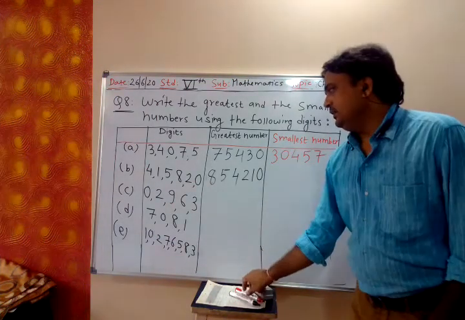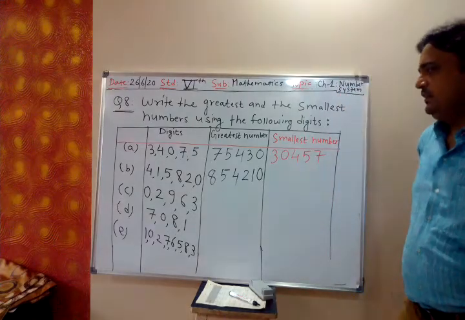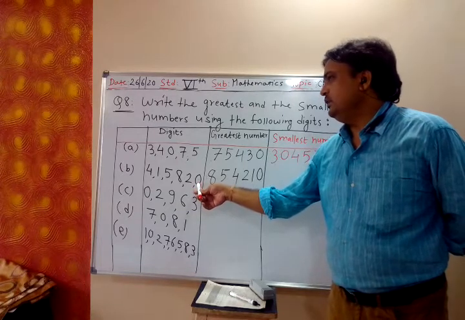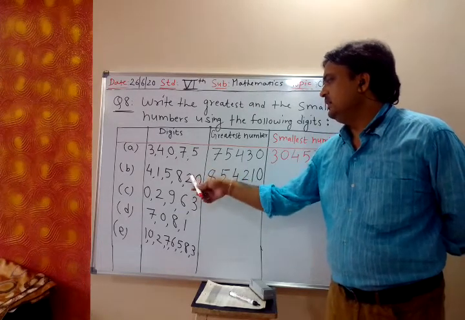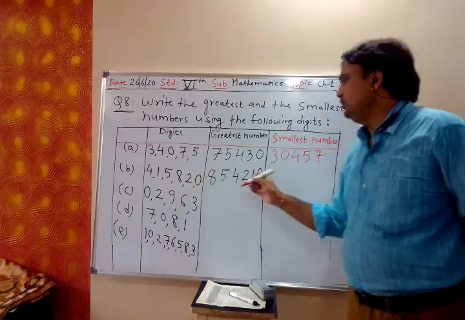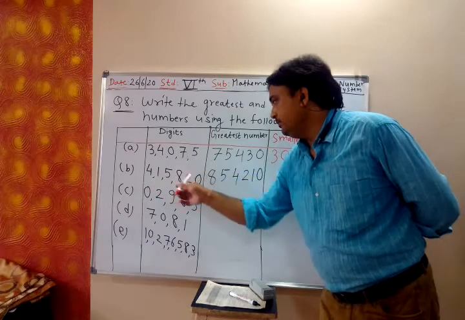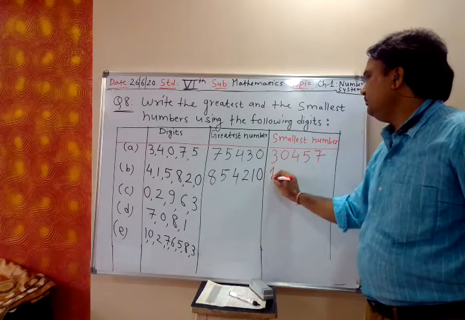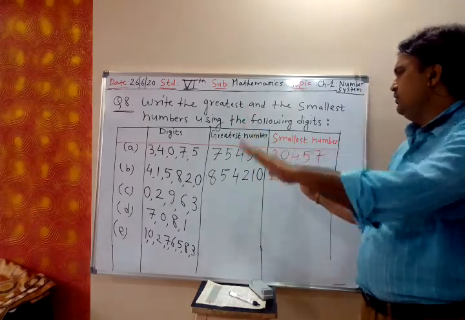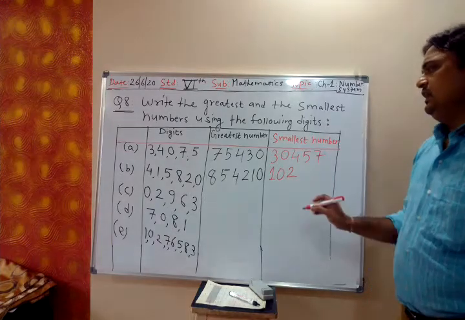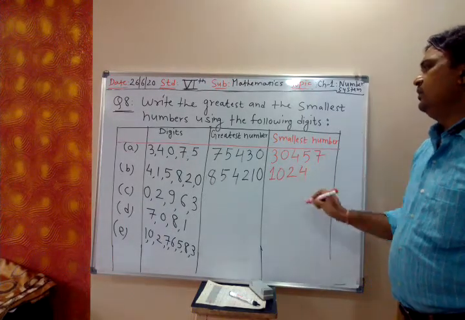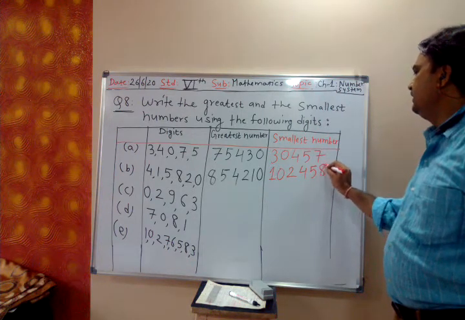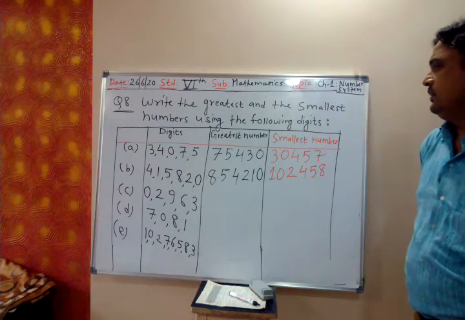Then for the smallest number, you start with the smallest digit. The smallest digit is 0, but starting the number with 0 has no meaning. So instead of 0, 2, I will write 2, 0. After 0 there is 1, so I will write 1, 0. Then 2, then 4, 5, 8: 1, 0, 2, 4, 5, 8. This is the smallest number.